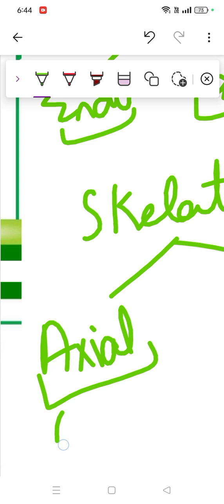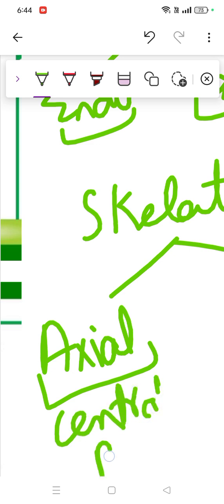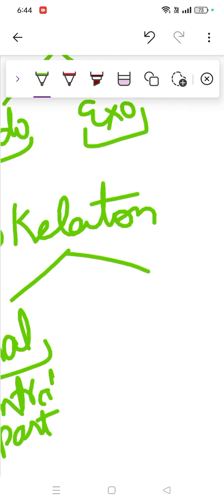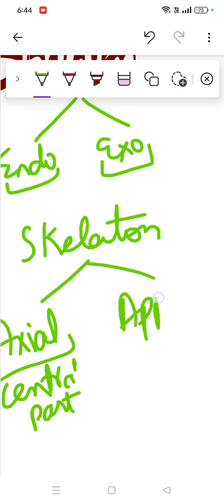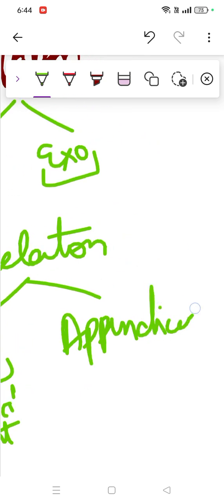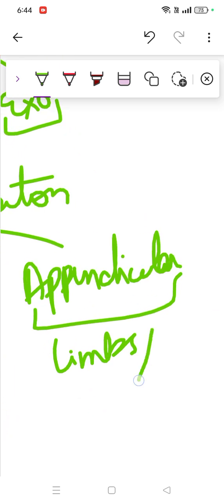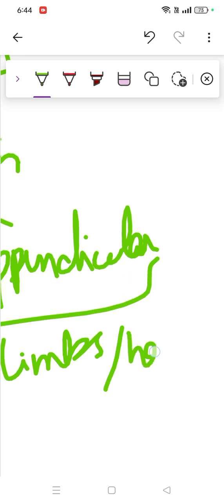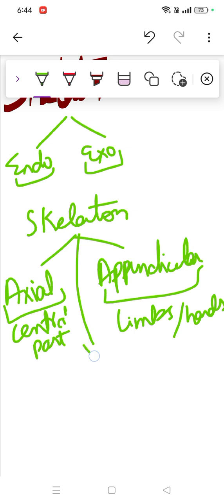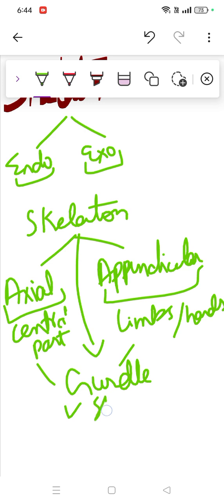Axial means all the central part. Now, central part like what? Let me tell you. Here we have appendicular. Appendicular means the remaining area, like limbs and legs, hands. And there is one more region, which is when these both are combined, called a girdle. So points like the shoulder joint, and the pectoral joint, that one also has a joint.